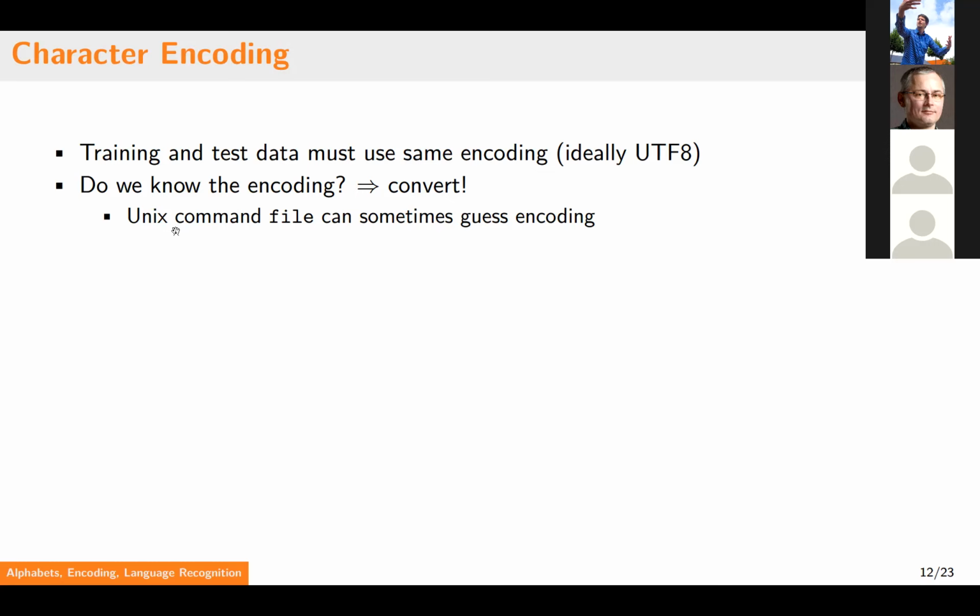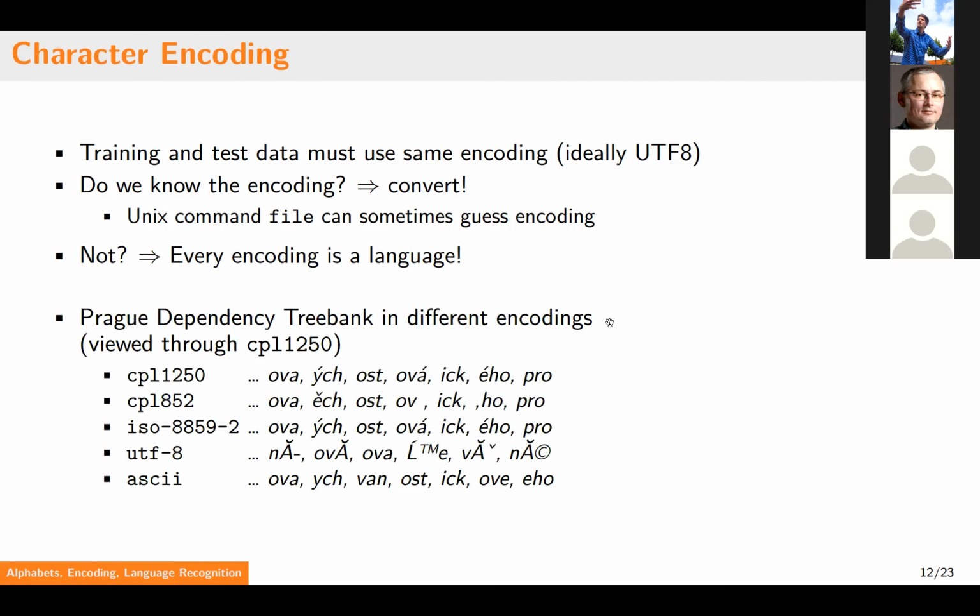A side note is that on Unix, there's a command file that can quite often guess what type of file you are looking at and what encoding it uses. It's not always 100% correct, but usually it is. If you don't know what encoding you have, then you can deal with it as if different encodings were a different language, and then you can train models for all encodings that you are expecting, and see what you get.